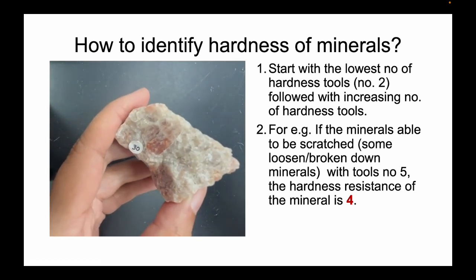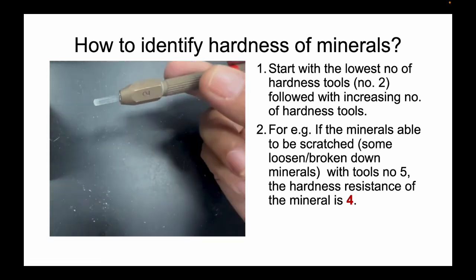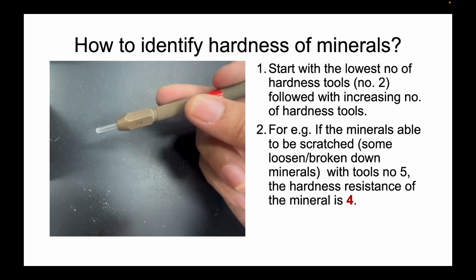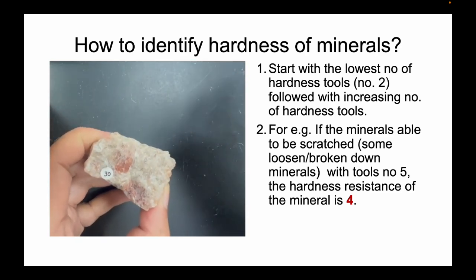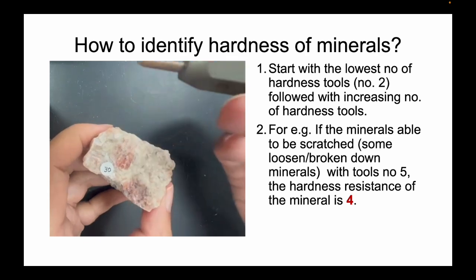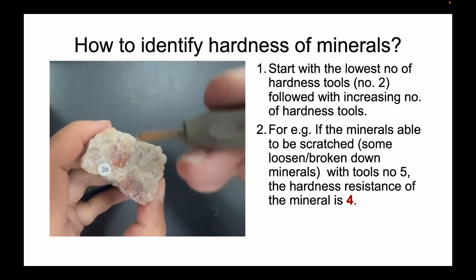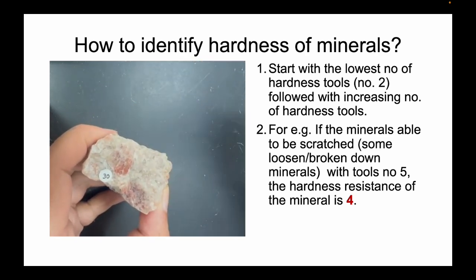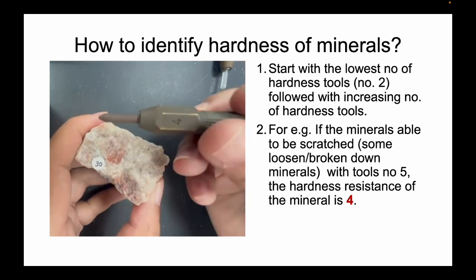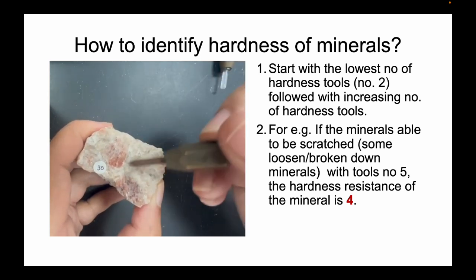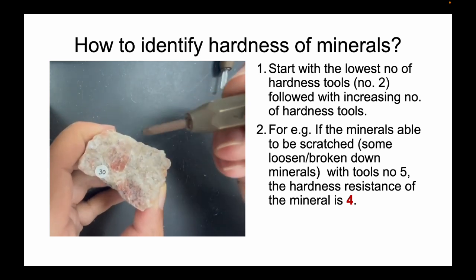Again, for this one you're going to start with the lowest number of tools. This one, start with number 2. Number 2 is unable to scratch. Then we move on to number 3. Also, number 3 is unable to scratch the mineral. Then we move on to number 4. It goes the same as number 2 and 3 just now.